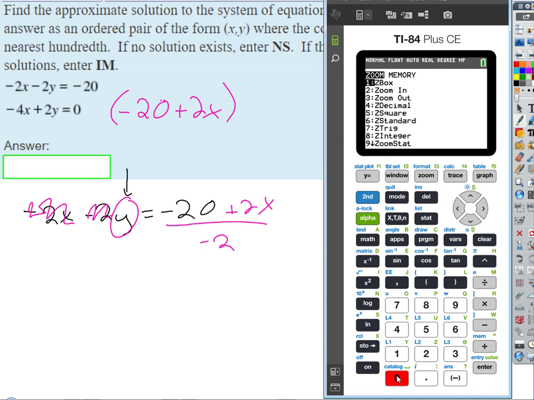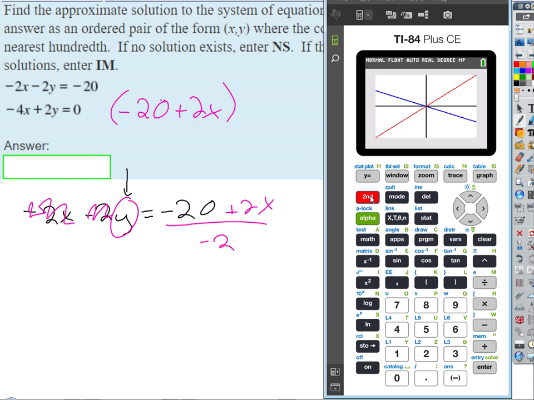So if I hit zoom 0, doesn't look that different, does it? Even though now I'm going from negative 1,000 to positive 1,000 on the x-axis, right? Either way, it doesn't make any difference. I just have to be able to see the intersection. And if I can see the intersection, all I have to do is go second calc intersect.